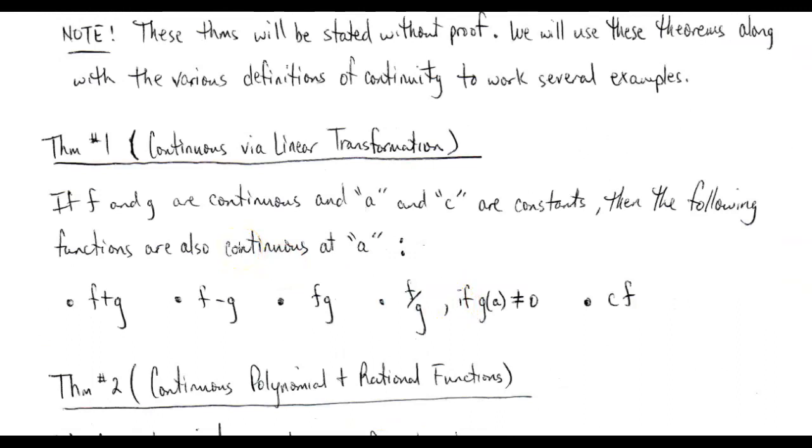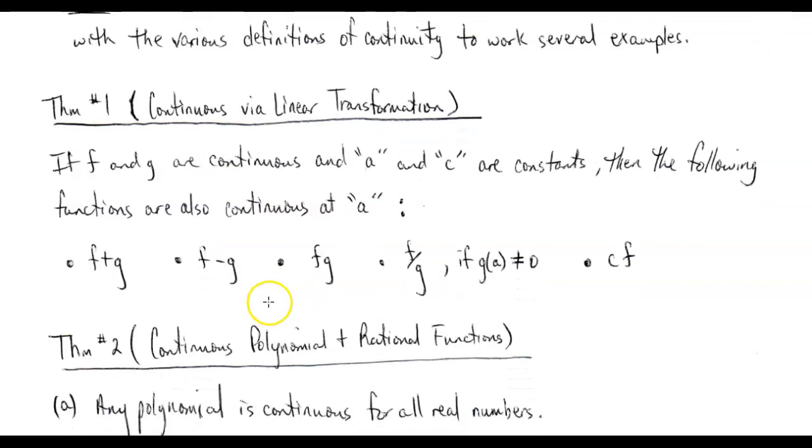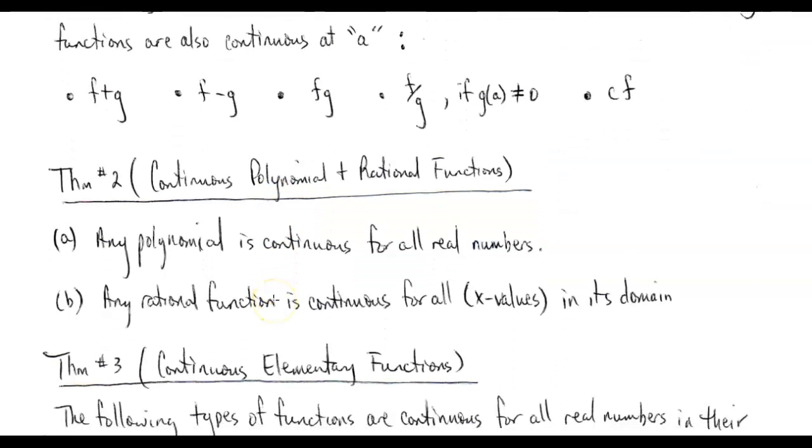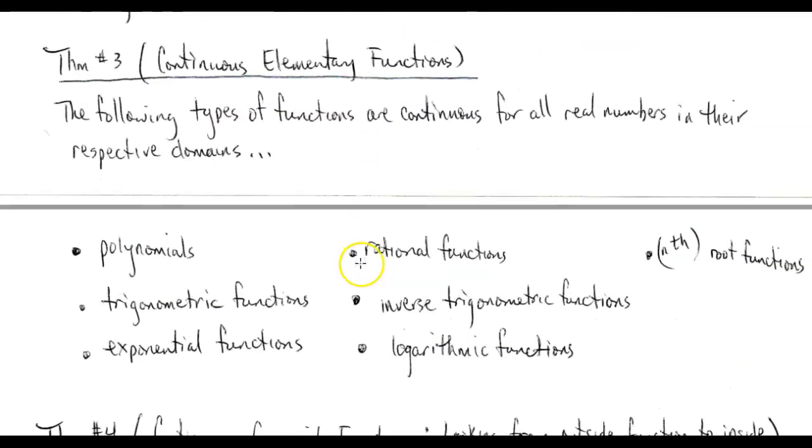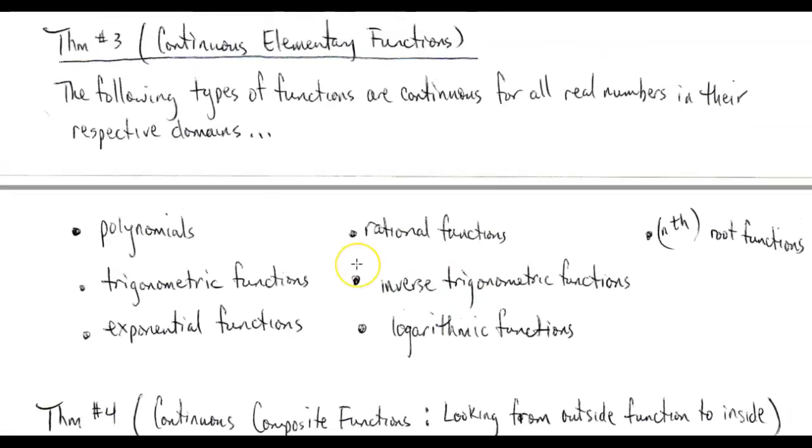So the first three are pretty self-explanatory. We had, if I've got two functions and I know that they're continuous at some value x equals a, then I know that the sum, difference, product, quotient, and non-zero constant multiple will all be continuous as well over the same interval of x values. We also mentioned that any polynomial or rational function is continuous anywhere in its domain, and polynomials are continuous for all real numbers, so that's everywhere. We extended this whole concept of continuity of a function anywhere that's in its domain to all of the basic types of functions that we deal with in pre-cal, which is polynomials, trig functions, so on and so forth.